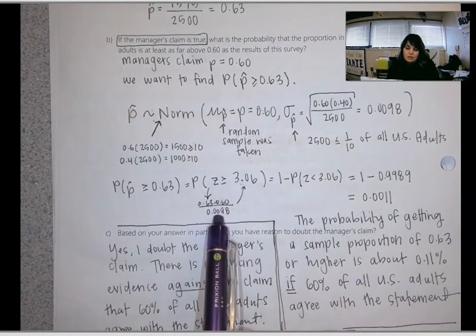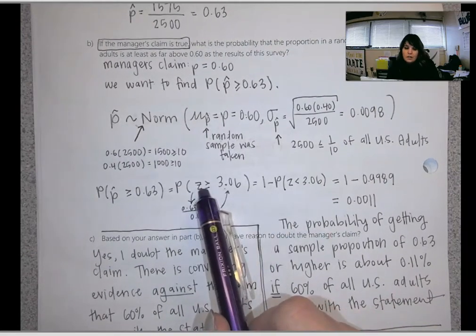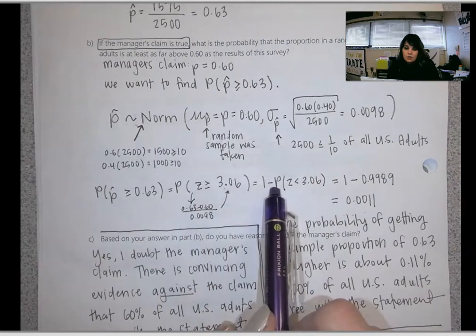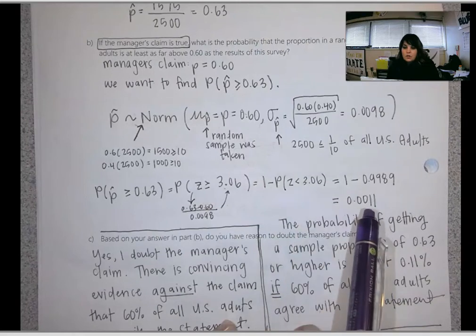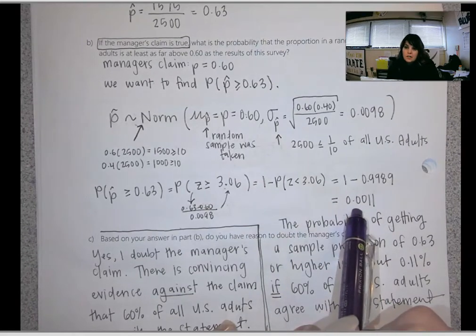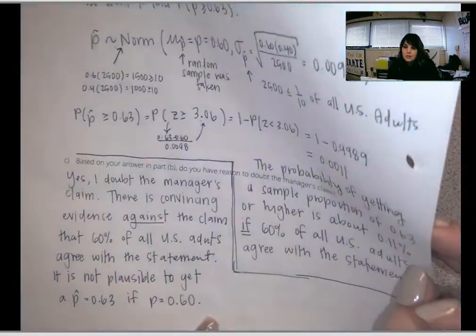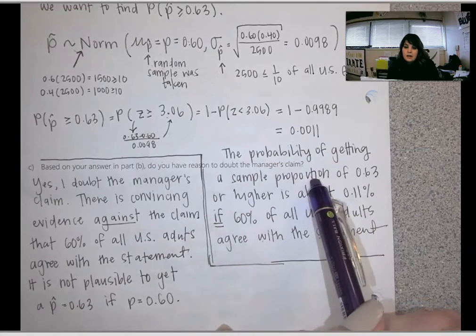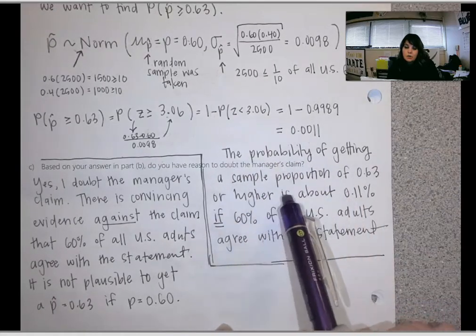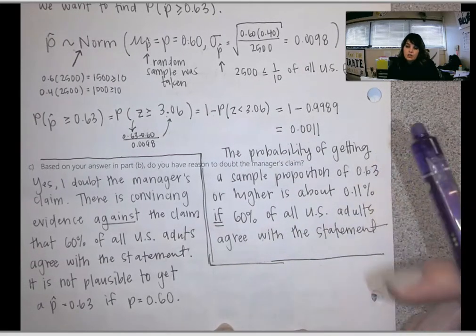This is how I calculated my z. Well, we know that if we want to calculate the area to the right of a curve, we have to do 1 minus the area to the left. So I get a very small percent, or a very small probability, 0.0011. And then just like I did in the notes, I'm going to answer this with a formal statement. The probability of getting a sample proportion of 0.63 or higher is about 0.11%.